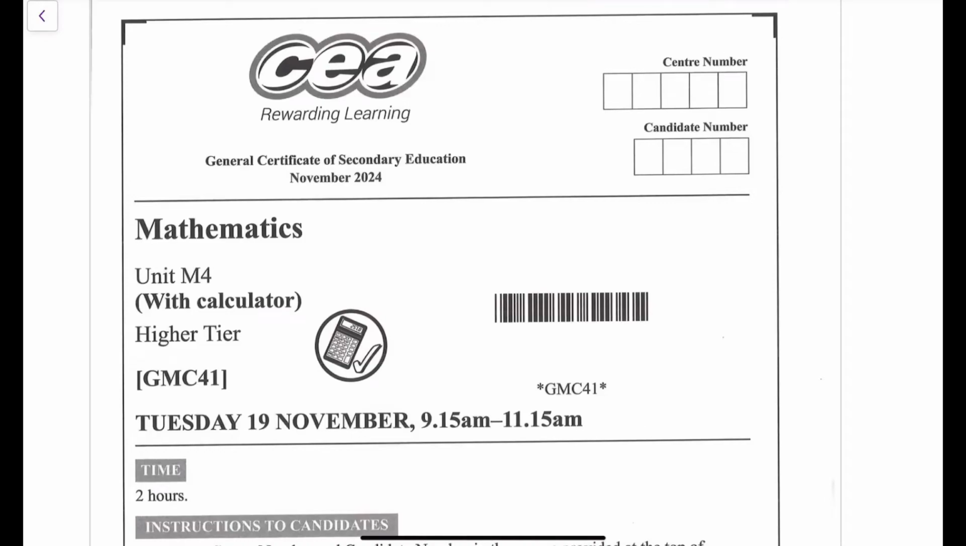These are the solutions to the November 2024 CCEA M4 Mathematics Examination Module.